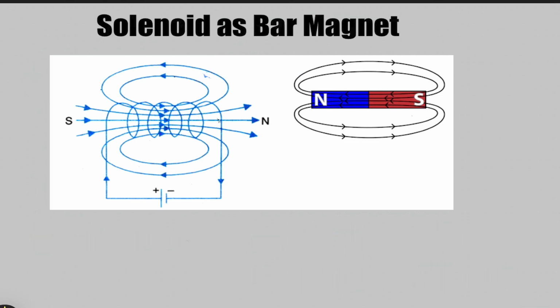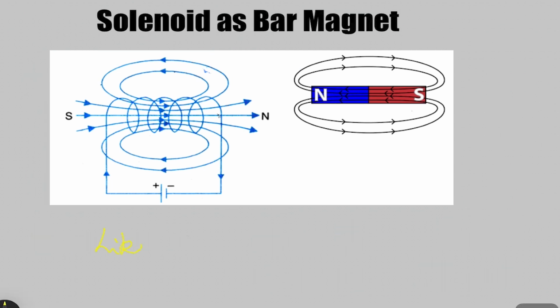Next comes the last point, that is like poles repel. When you bring a bar magnet near the solenoid, you can either observe repulsion or attraction, proving that the solenoid, when the current is passed through it, has polarity generated. So like poles repel, unlike poles attract.